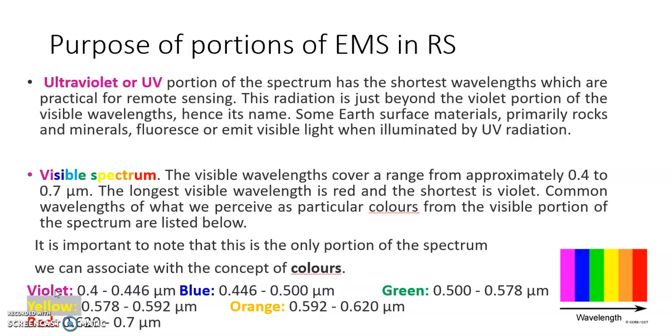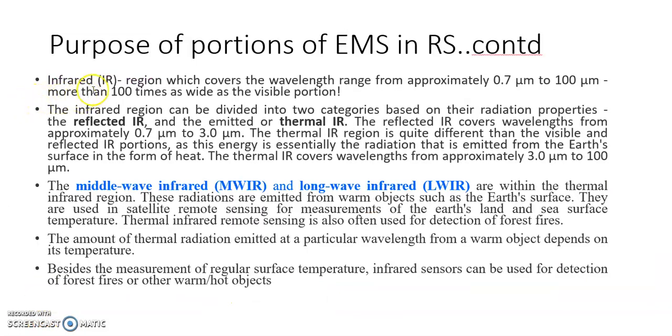Then you can make use of the images which are captured in the range of 0.6 to 0.7. Right? The next portion is infrared. Now, infrared region will have wavelengths of around 0.7 to 100 microns, more than 100 times wider than the visible portion. Okay. Now, infrared region will again be divided into reflected infrared and the emitted or thermal infrared. Okay. So, reflected infrared covers wavelengths of 0.7 to 3 microns.